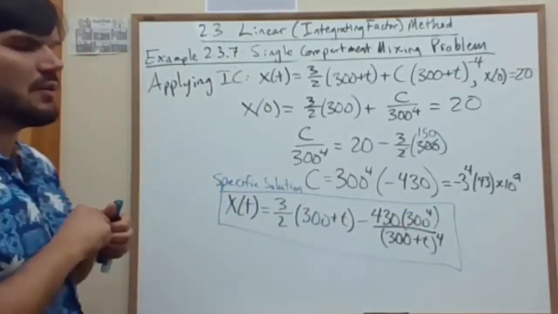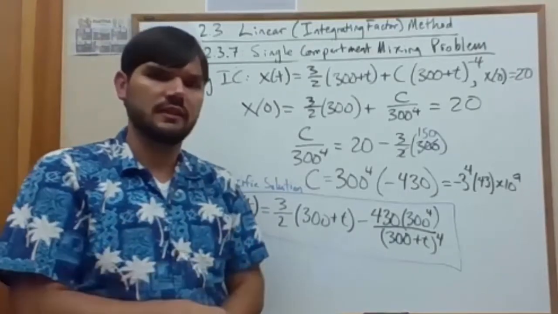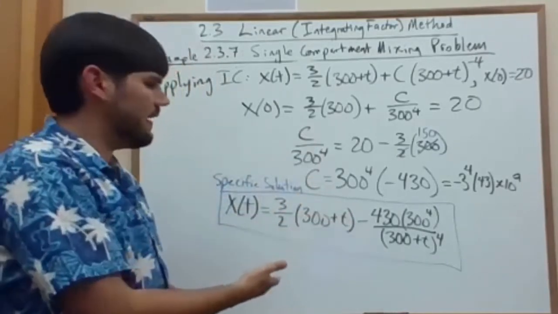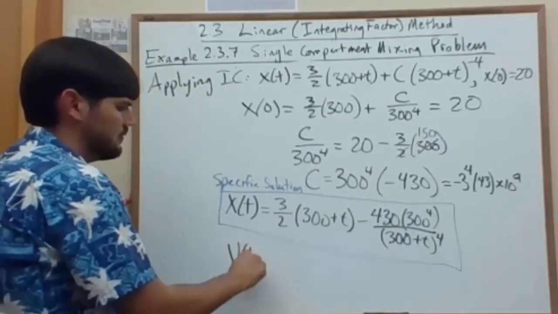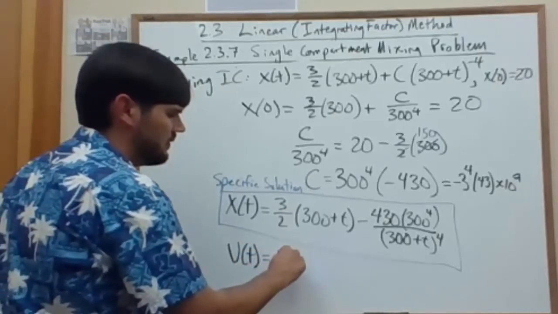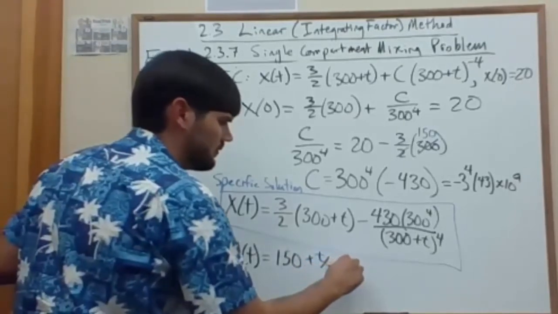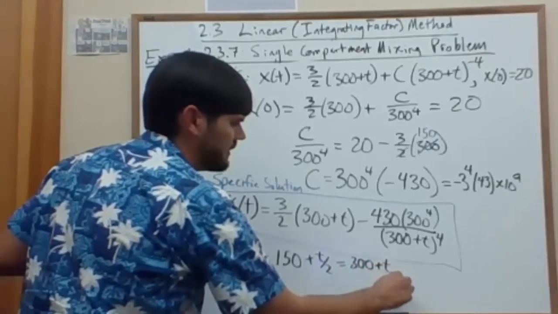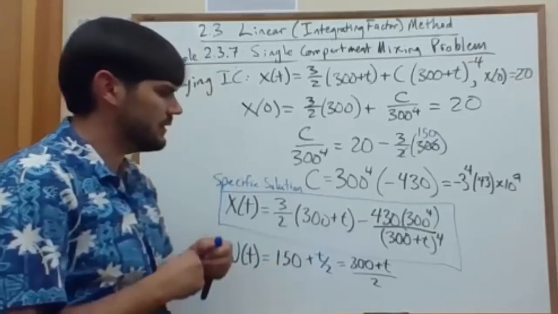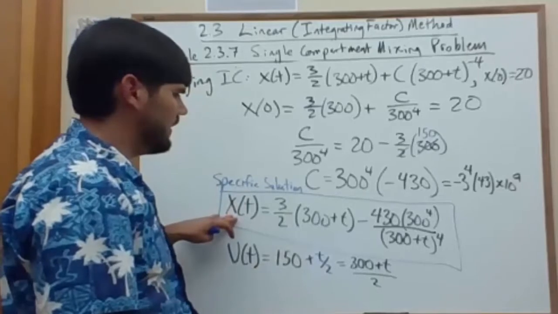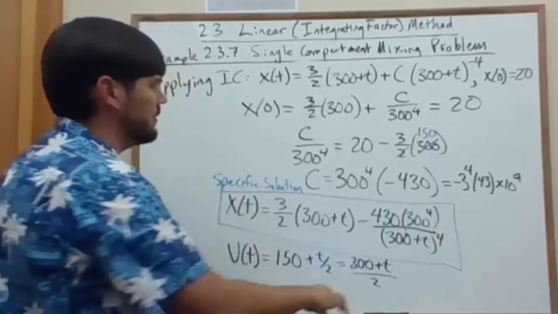Okay, so now we want to answer the question with it. A desired concentration of 1 gram per liter relates to X, the solution we found, divided by the volume. Now recall, V of t was 150 plus t over 2, or 300 plus t, all divided by 2. So we're going to use this V of t, divide it through into X to get our concentration, set that equal to 1 to solve.